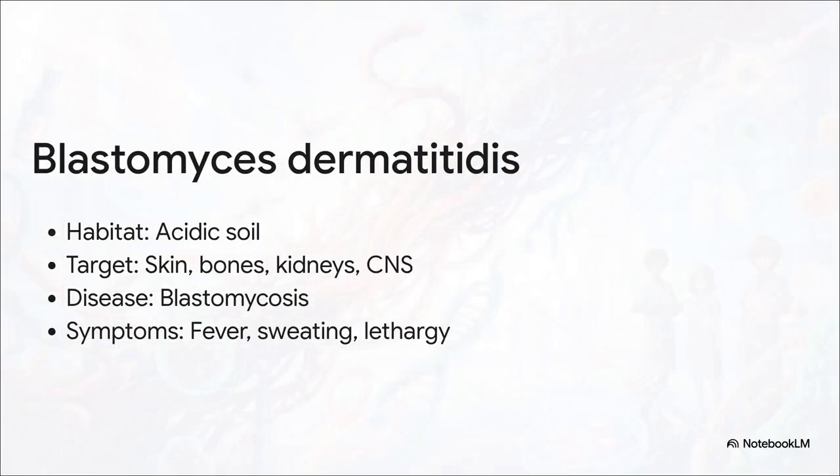Moving on, we have Blastomyces dermatitidis. This fungus prefers acidic soil, and it's a cosmopolitan pathogen, which means it's found all over the world. The scary thing here is that when inhaled, it doesn't just hang out in the lungs. It can target the skin, bones, kidneys, and even the central nervous system. It causes blastomycosis, bringing on intense symptoms like excessive sweating, severe muscle and joint pain, and just profound lethargy.